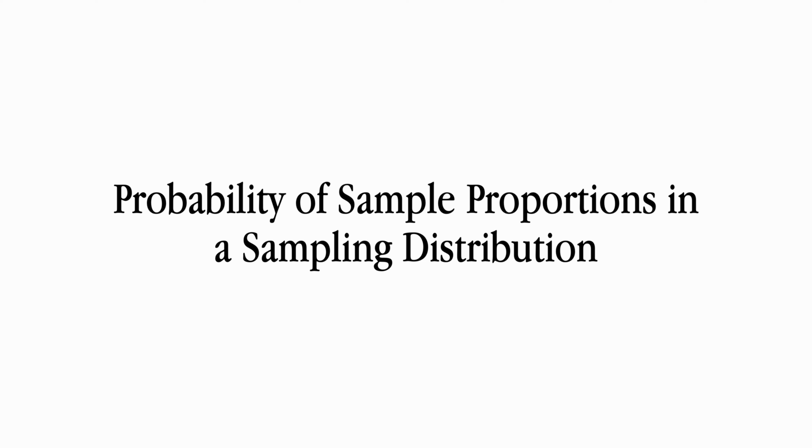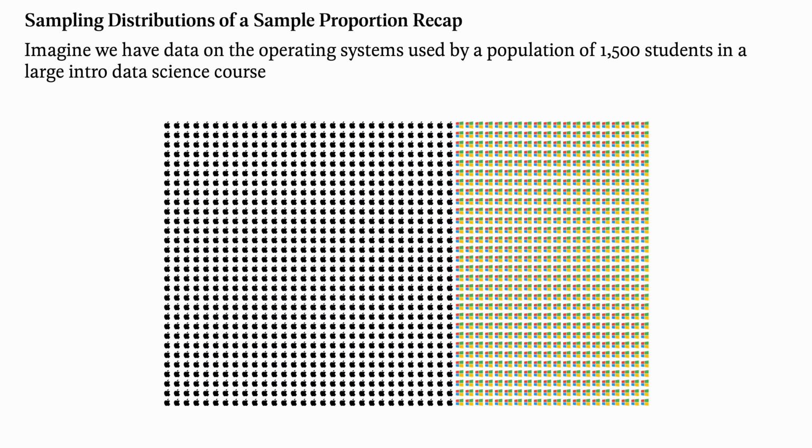Welcome back. In this video, we're going to talk about how to find the probability of a range of sample proportions using a sampling distribution. This video is a follow-up on a previous video where we talked about how the sampling distribution is defined, so if you haven't watched that one yet, I highly recommend it because we're going to pick up right where we left off. In either case, here's a quick recap of what we covered last time.